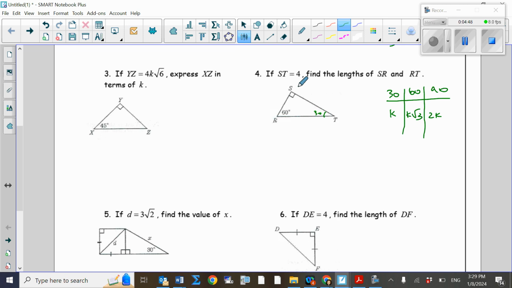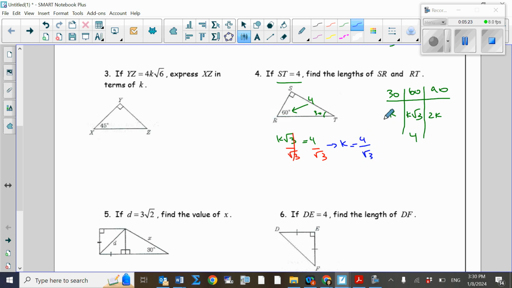Which one do I have now? I have ST equal to 4. That's the opposite side of angle 60. So I'm going to write that under 60. Now I'm going to use it to find the value of k and then apply that for the other sides. So k root 3 is equal to 4. How do I solve for k? Just divide by root 3. Okay, so k is equal to 4 over root 3.